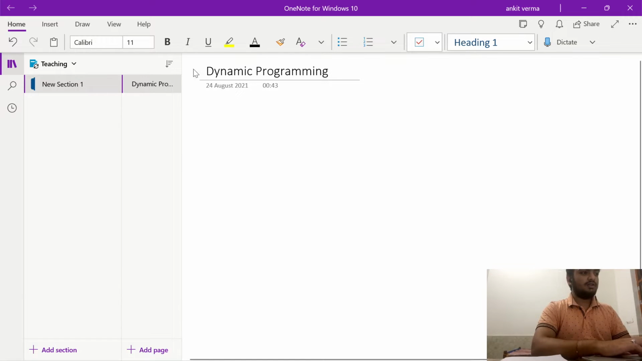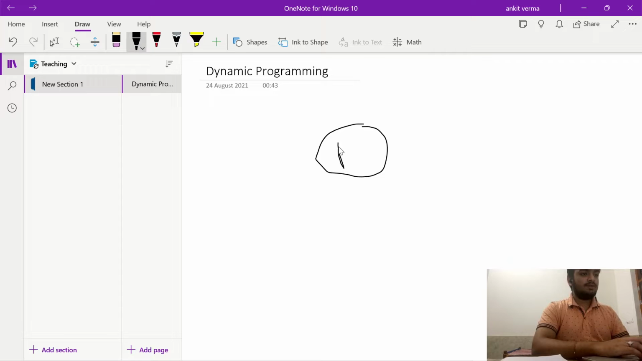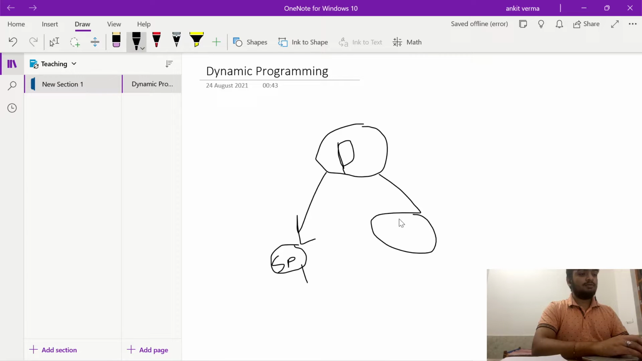So dynamic programming is nothing but, you are given some problem, you have to break it down into some subproblems, like subproblem 1 and subproblem 2. So this is basically dynamic programming. You have to solve it via recursion.